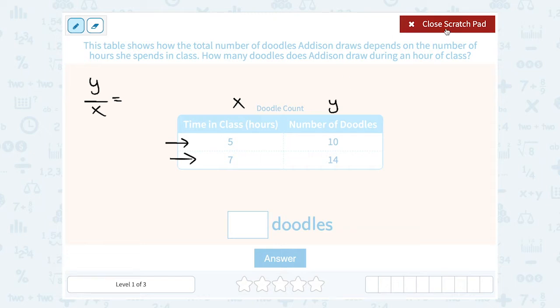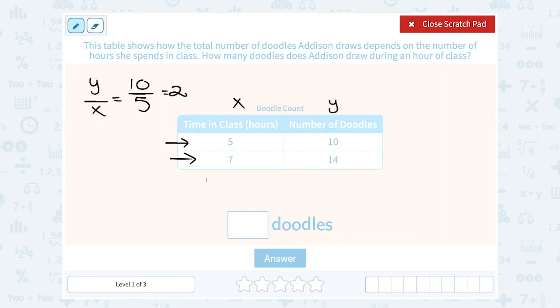Okay, so let's say we use the first point. Let's say we look at (5, 10) first. Well, if we set it up as y over x, our y value is 10 divided by our x value, which is 5. And 10 divided by 5 is 2. Right, so that would tell us if she's making 10 doodles in 5 hours, that she's making 2 doodles per hour. Or every hour, she's making 2 doodles.